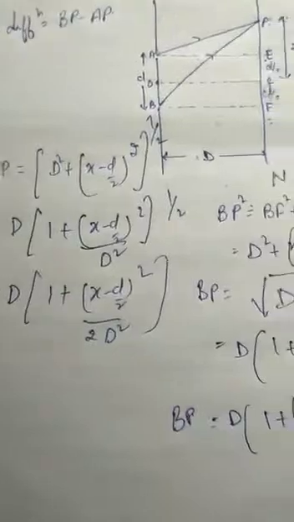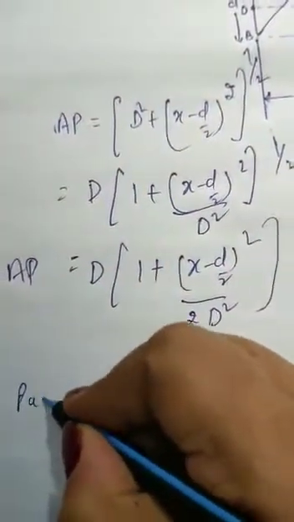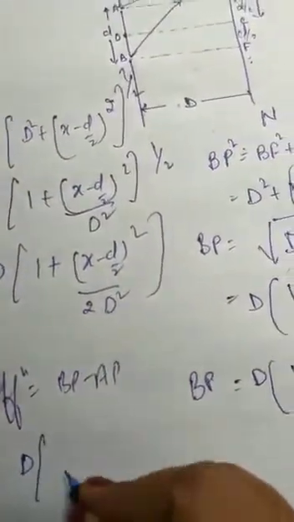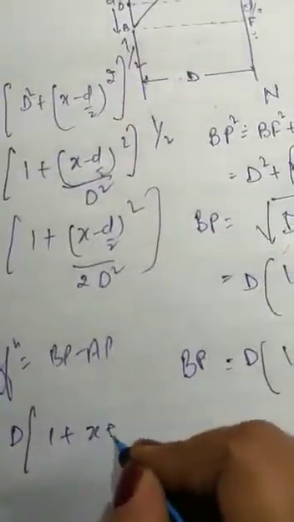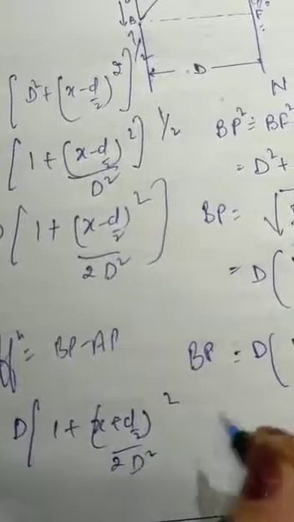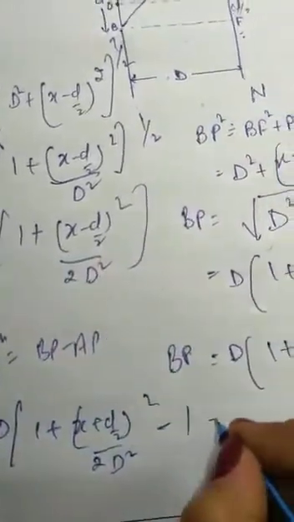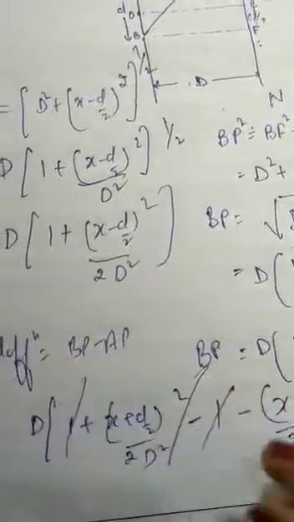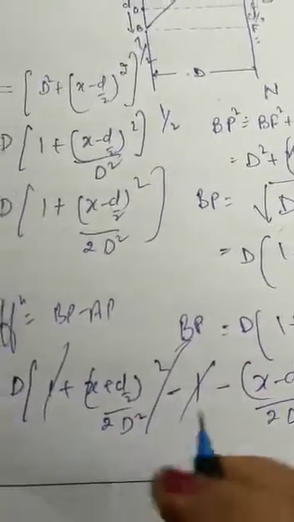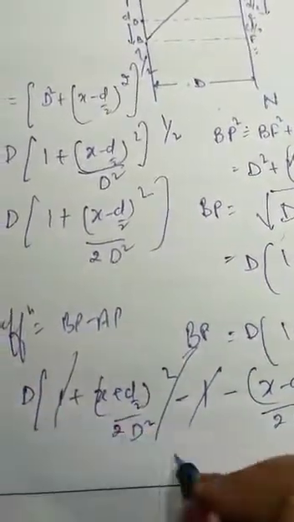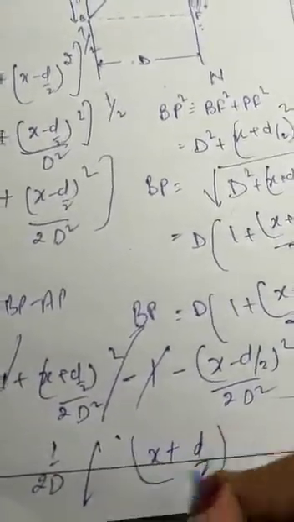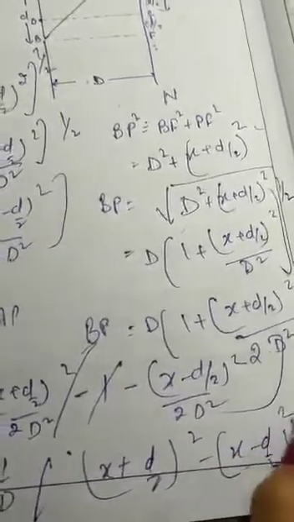So we have found out AP and BP, and we know that the path difference is given as BP minus AP. Writing the expressions for that, we have D times [1 plus (x plus d by 2) whole square upon 2D square] minus [1 plus (x minus d by 2) whole square upon 2D square]. So this 1 and 1 cancel out, and we are left with D. If we take D common, 1 by 2D is taken common, and this is (x plus d by 2) whole square minus (x minus d by 2) whole square. Now opening it.